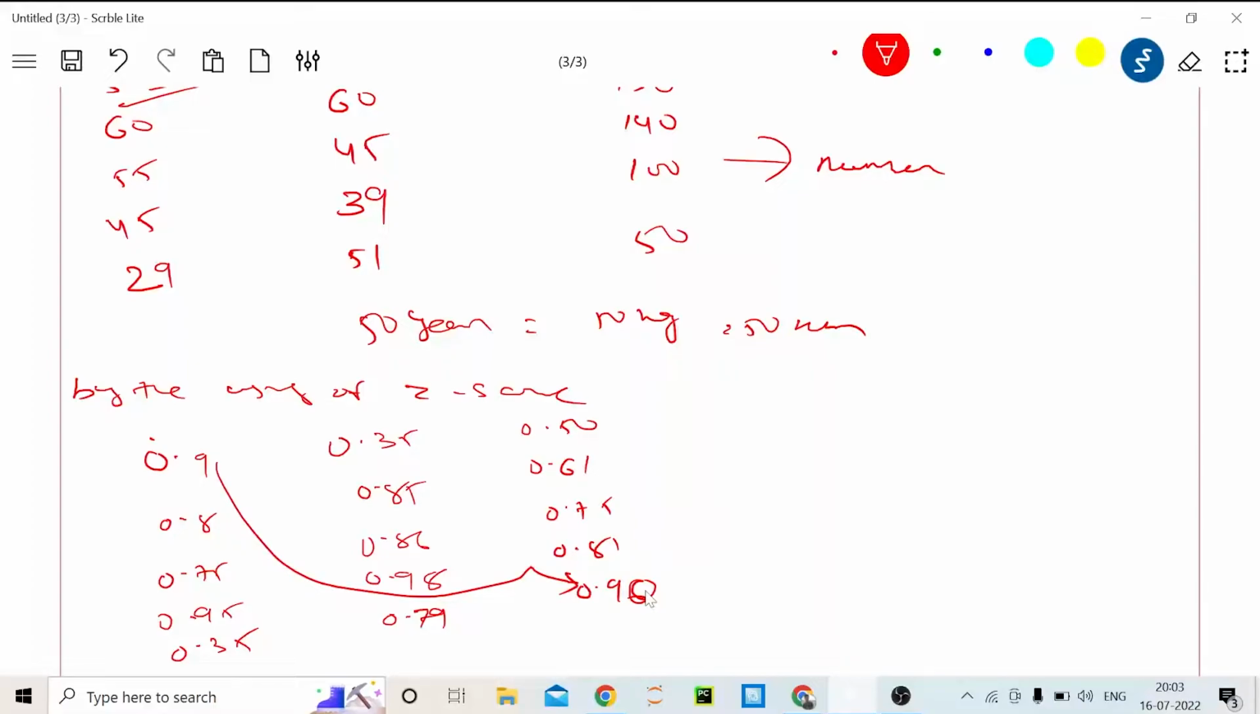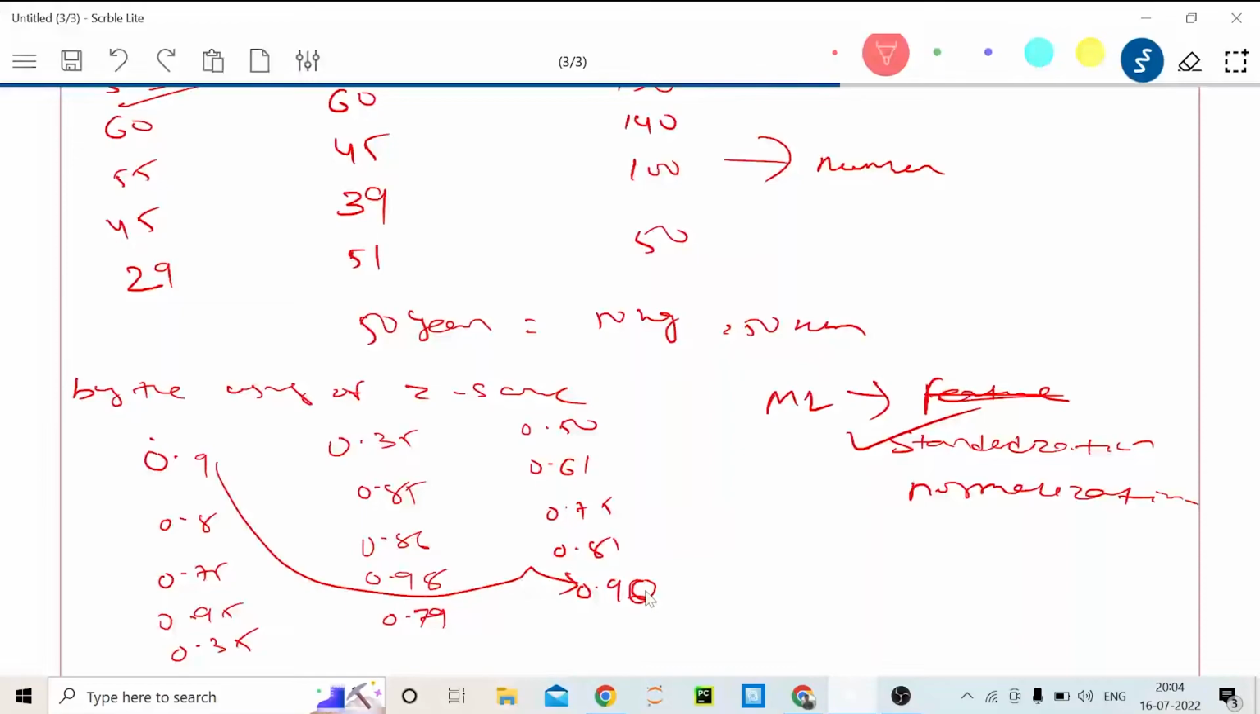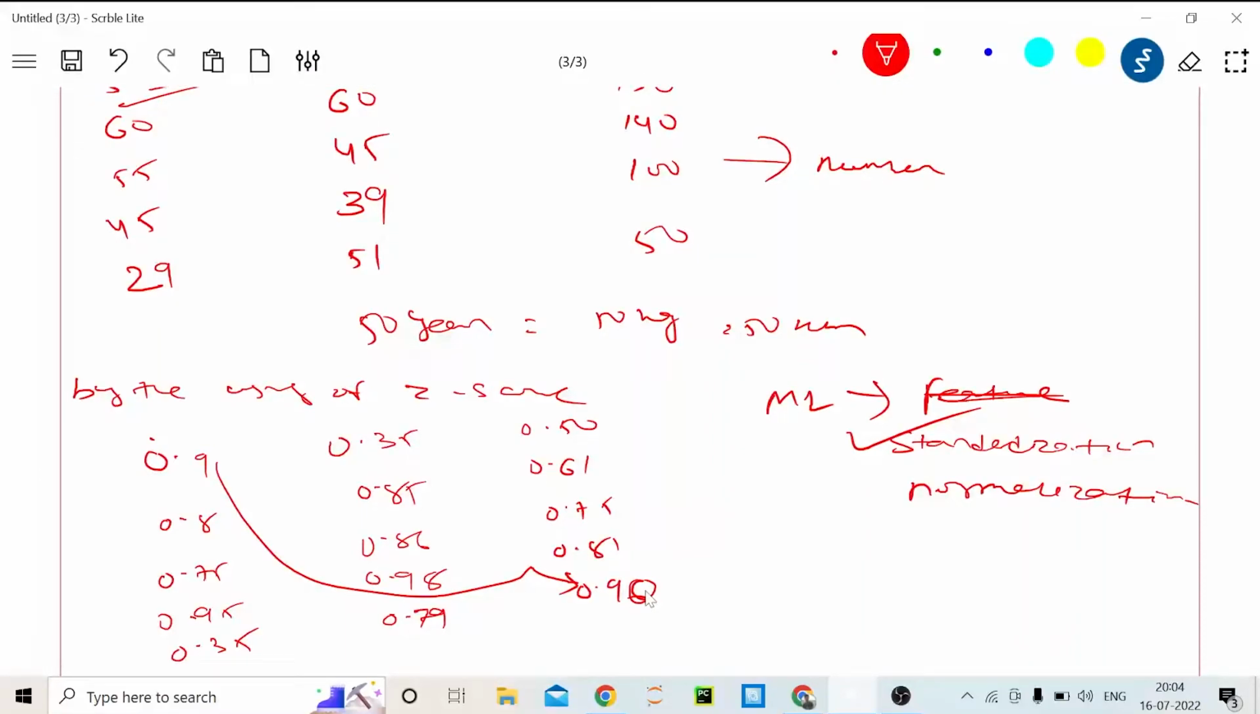Previously you saw that there may be kg, years, kilometers. To convert all the units to one unit, we use z-score. Then why are we converting? In machine learning, there is a feature called standardization, and there is a feature called normalization. In this case, we have to convert all the units to one unit so that our model will work better. That's why we convert all the values towards one unit, and that's why we are using the standard normal distribution.